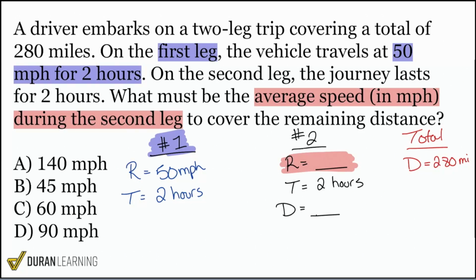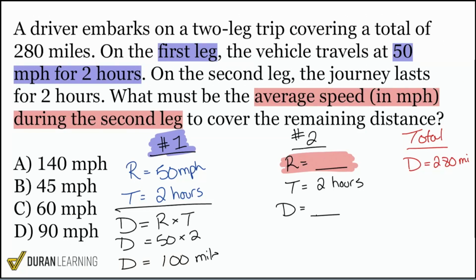We absolutely can. So that formula, as always, is multiplication to get the distance. Distance equals rate times time. The rate is 50. The time is 2. 50 times 2, everybody, is 100. So we have 100 miles right there from the get-go.